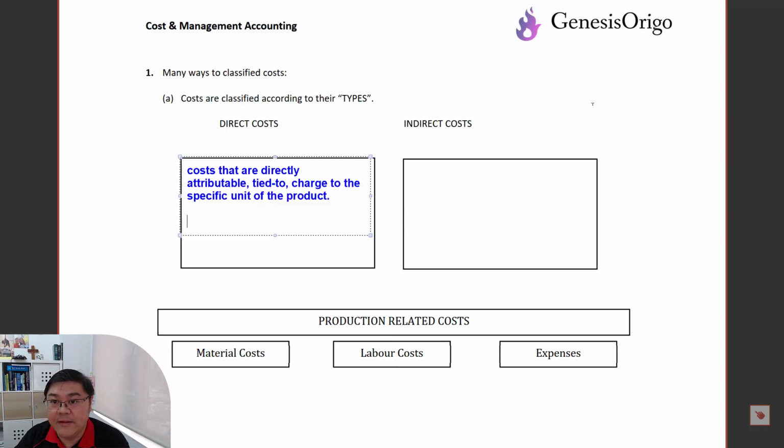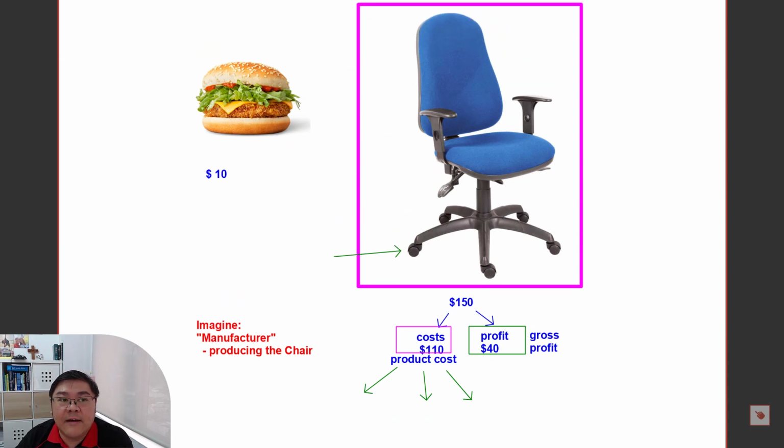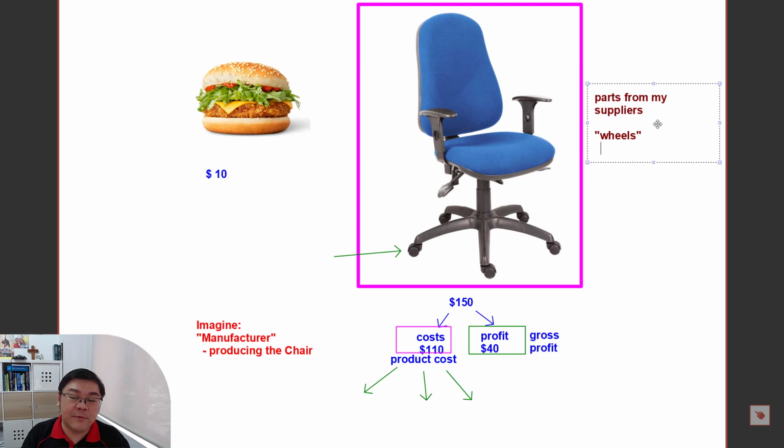Now I'm going to give you an example again. Back to the chair. Let's say I need to buy the parts from my suppliers, and one of the parts I'm going to buy will be the wheel. Assuming the supplier supplies me the wheels in a big carton or whatever, let's say it's going to cost me $1,000 for every 500 wheels. So very clearly you're going to pay $1,000 for 500 wheels.